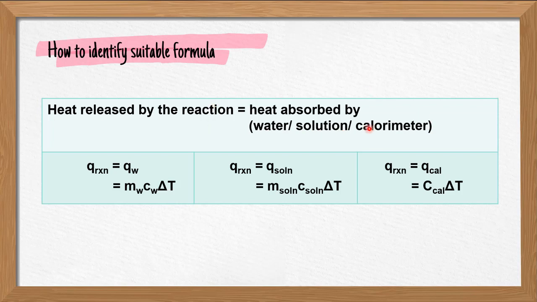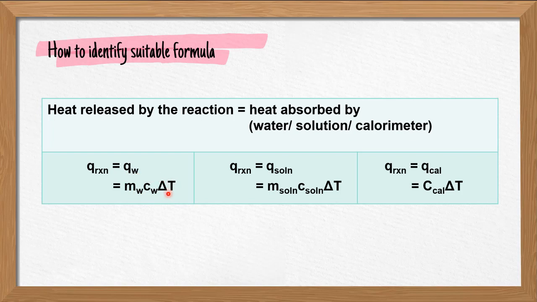So you need to make sure you identify: is there any information related to the calorimeter, for example, or any information related to the water? Okay, so let's say you have the information for water, or you have the mass of water given, the specific heat capacity of water is a constant 4.18 joule per gram per degree Celsius, and you have your difference in temperature, delta T. Therefore, we'll choose this formula.